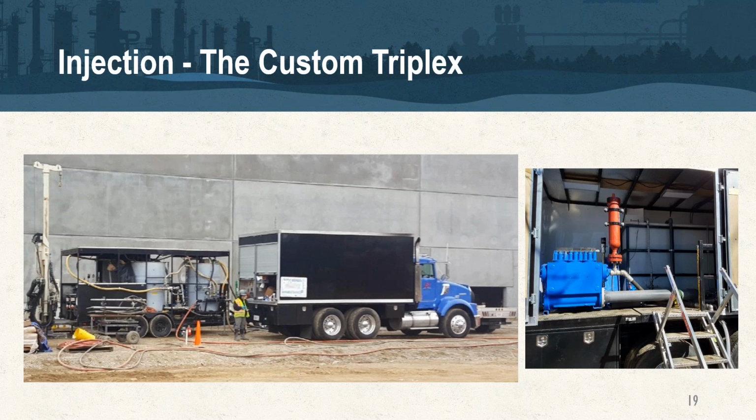In terms of what makes the triplex pump special, it's a 3-piston pump. It's typically used for industrial or unconventional gas applications. It's a 165 horsepower positive displacement pump. And the best thing about it is it runs off the PTO from the Kenworth.